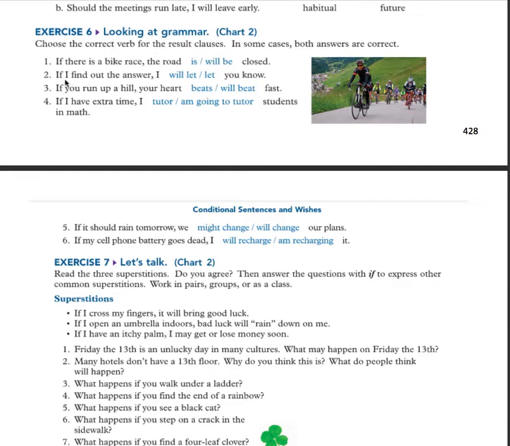Number 2. If I find out the answer, I blank you know. Okay? If I find out the answer, now that means I don't know the answer right now. Because if I find out the answer, future, I will let you know.